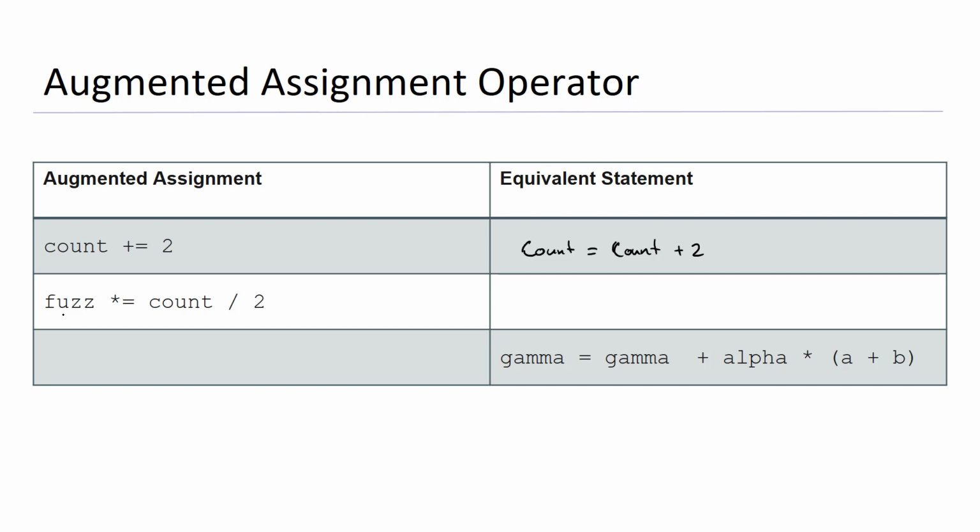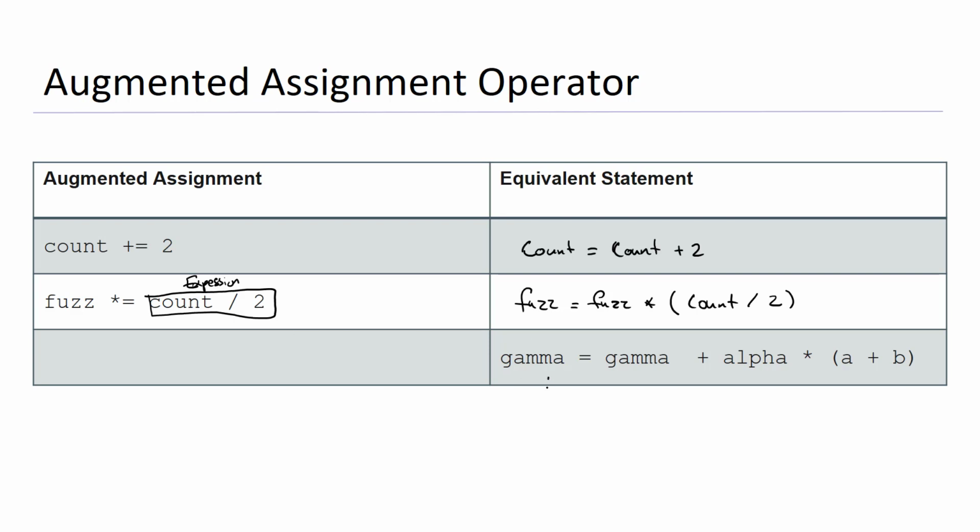If you have the statement fuzz multiply equal count divided by 2, the thing to the right hand side of an augmented assignment can be an expression, and this is what we have. This is equivalent to fuzz equal fuzz multiply, and between parentheses count divided by 2.